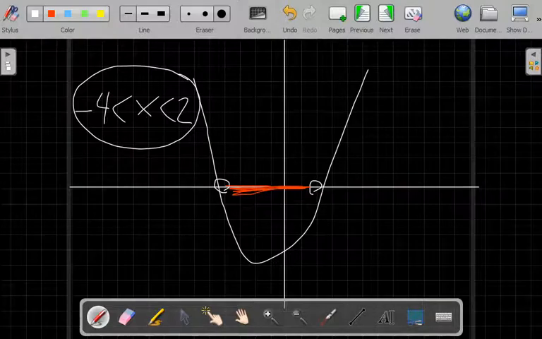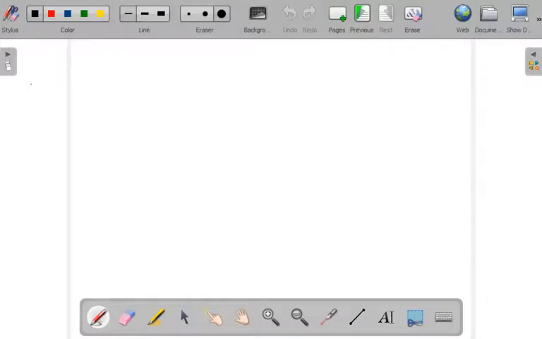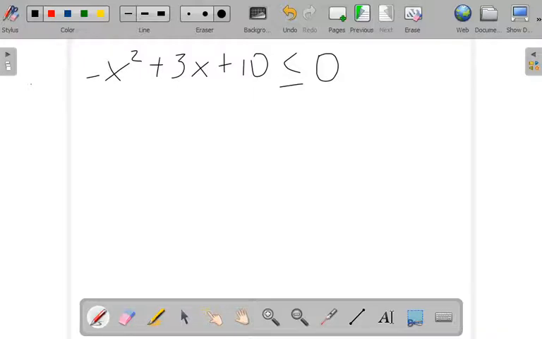Let's try one more. Let's see. If we are given the problem, negative x squared plus 3x plus 10 is less than or equal to 0. So we want to go ahead and solve this quadratic. And like I said, you can use the quadratic formula, you can use factoring or completing the square. In this case, it would be very easy to factor.